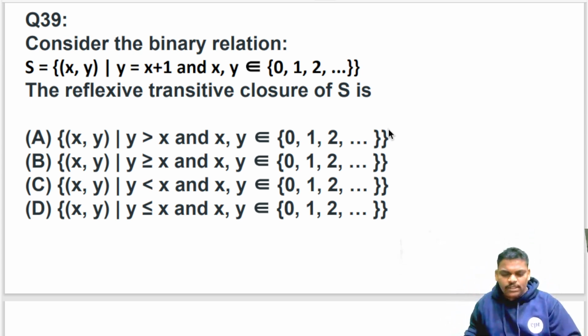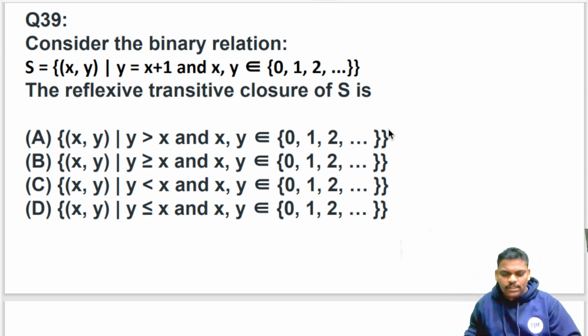Question number 42. Let Z comma star be an algebraic structure where Z is the set of integers and the operation star is defined by n star m is equal to max of n comma m. Which of the following statements are true for Z comma star?